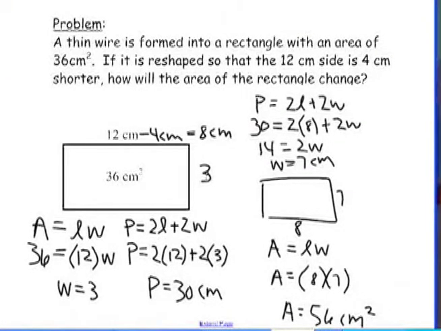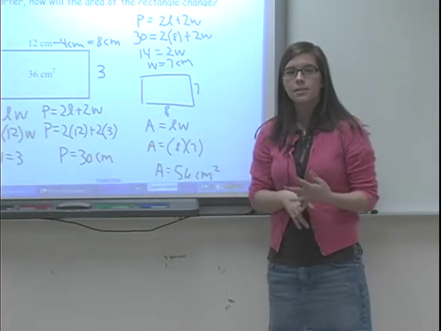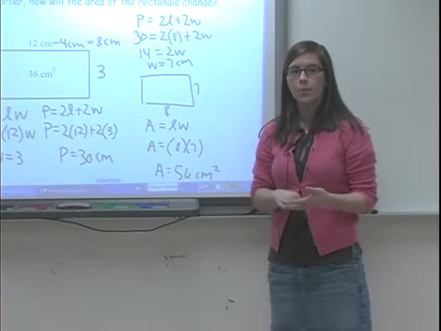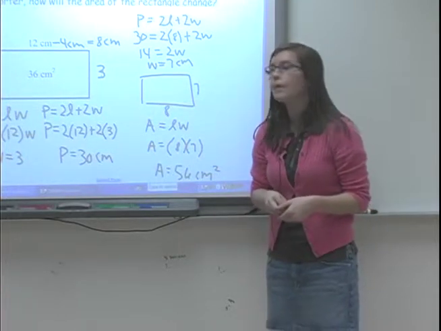Okay, so a quick overview of today's lesson. Remember that the area formula is going to be length times width, and your perimeter formula is 2 times the length times 2 plus the width.